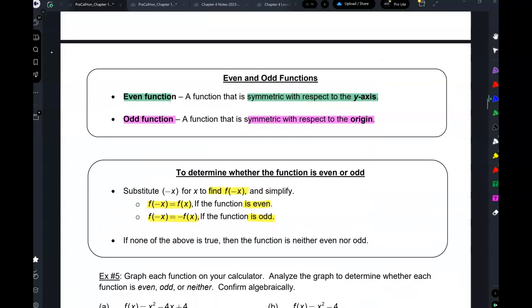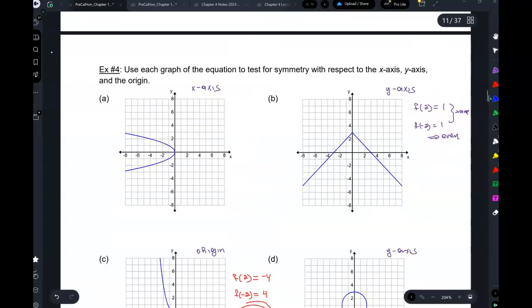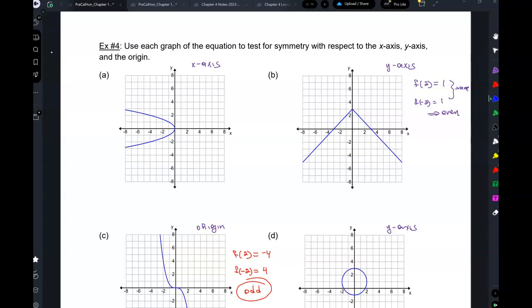Look. So there's no symmetry around the x-axis. If it's symmetric around the x-axis, it's not really a function, is it? No, this is not a function. It's a relation. So I can't write f. It's not allowed.